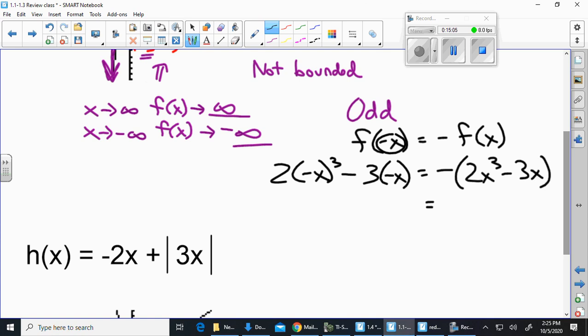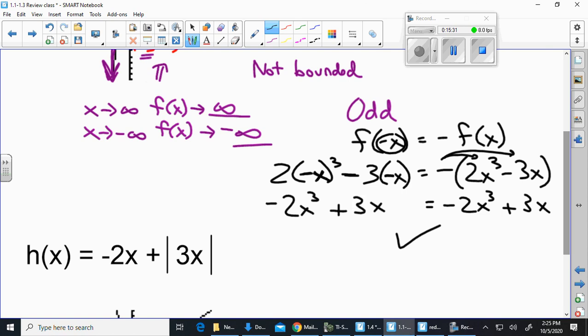Well, the right is easy. Just distribute. That's what you would get. On the left, what happens? Well, if you cube a negative, you get a negative. So that is going to be negative 2x cubed. If you take negative 3x times negative x, that's going to be positive 3x. The left side equals the right side. You're good.